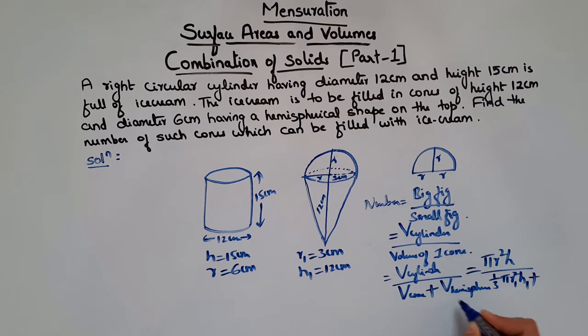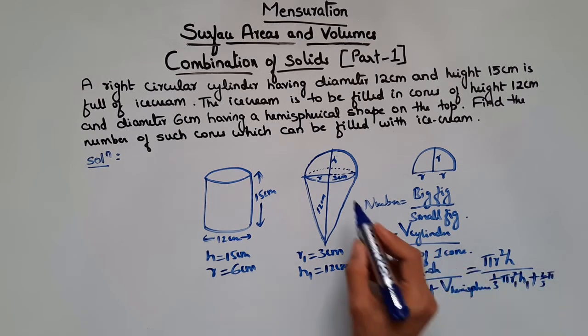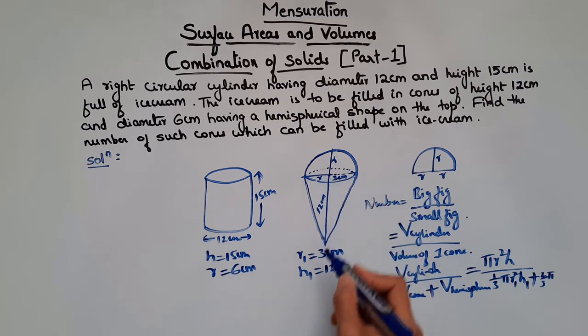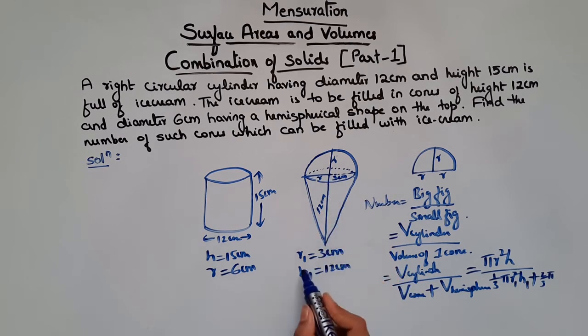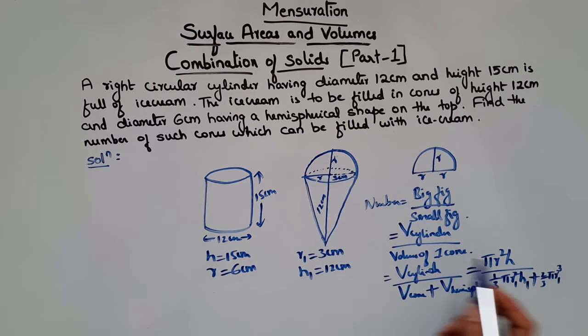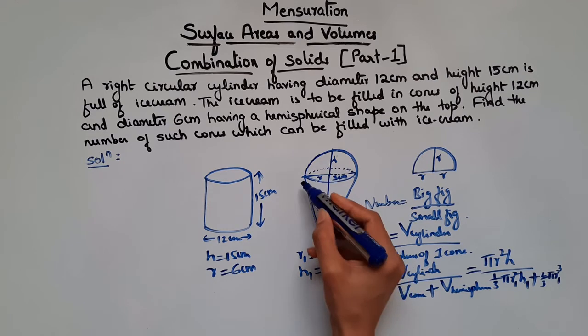Plus, what is the volume of the hemisphere? So the volume of the hemisphere is given by 2 by 3 pi r cube. So 2 by 3 pi r cube. Here r is the same as that of this cone, right? So you can take r1. So r1 cube.